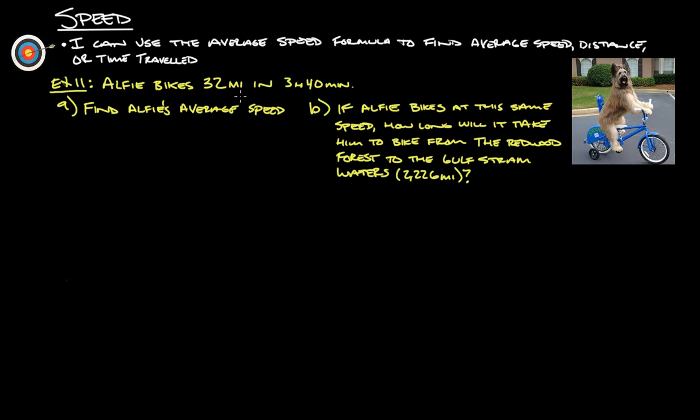If Alfie bikes 32 miles in 3 hours and 40 minutes, find Alfie's average speed. So our speed is going to equal distance divided by time, right? So speed is our distance, which is 32 miles, divided by our time, which is 3 hours, 40 minutes. A little bit of a problem that we have here is we have miles over hours and minutes. So we've got to convert this time to be either all hours or all minutes.